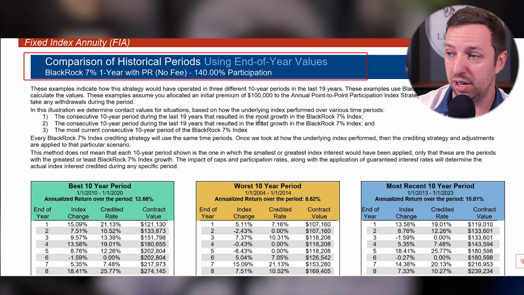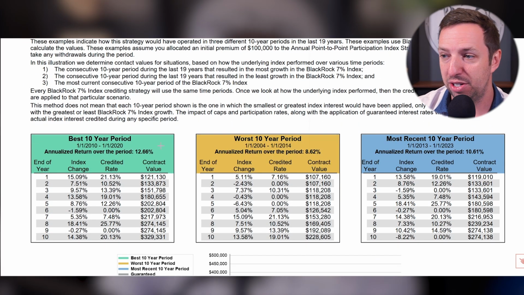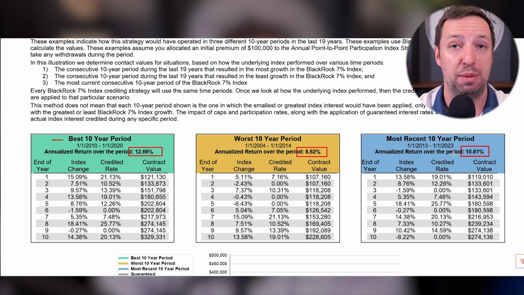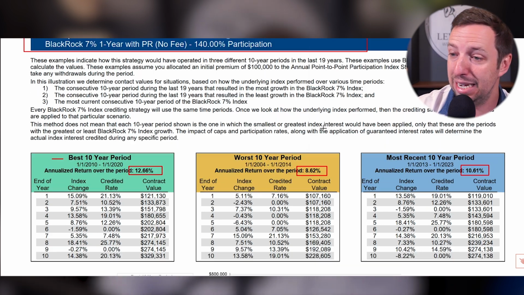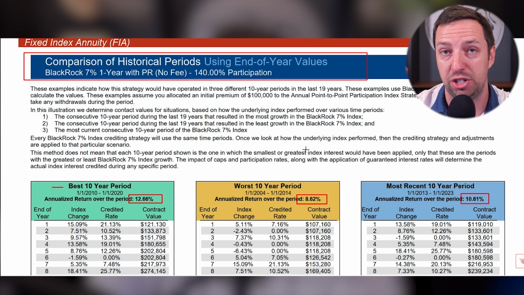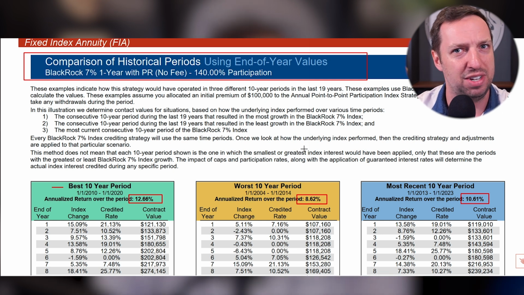If we go further on into the illustration, we can see the actual BlackRock values here. And this part of the annuity, the best is 12.66%, the best 10-year. The worst 10-year is 8.62. The most recent is 10.61. So if our average is 9.69, this BlackRock index is bringing up the average. And so we should dive into this index and see, what is it?